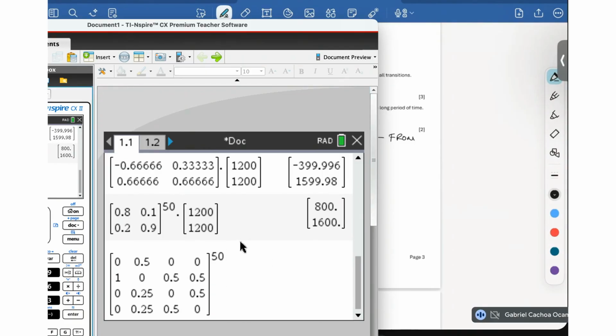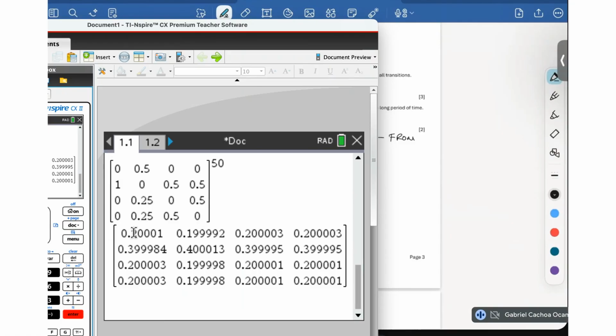Let me do it to the power of 50. And look, every column is basically the same. If we round them up, this is 0.2, 0.2, 0.2, 0.2, 0.4, 0.4, 0.4, 0.4, 0.2, 0.2, 0.2, 0.2, 0.2, 0.2, 0.2.